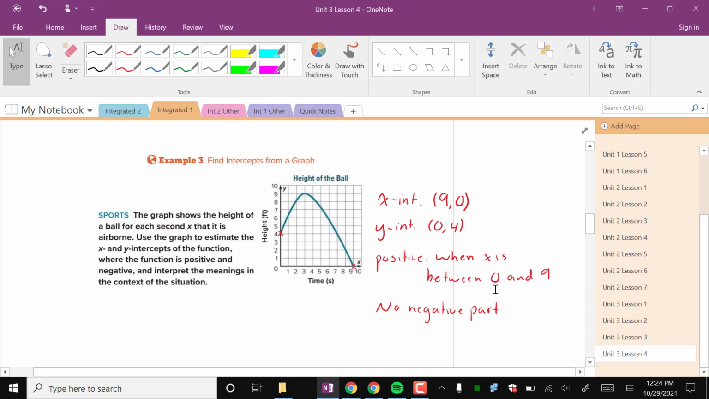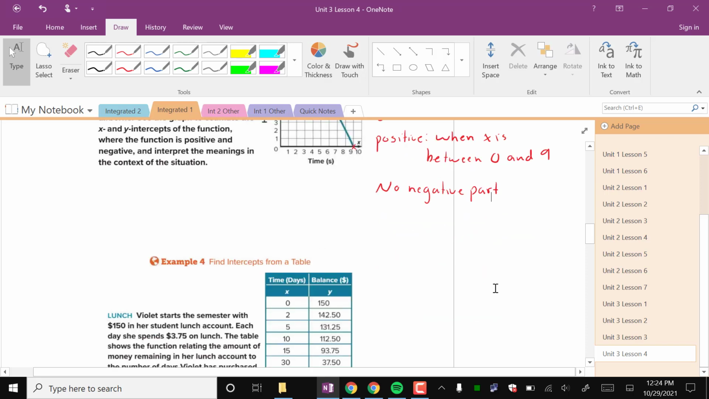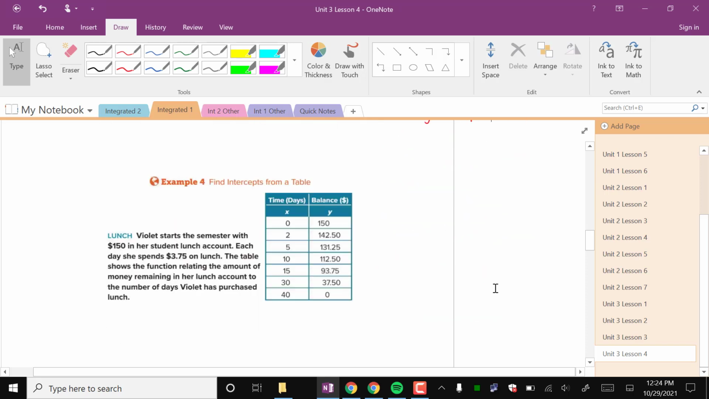So we've looked at a graph. Next, let's look at a table. So we want to find the intercepts from the table. So we're going to start off with the x-intercept. The y-intercept.